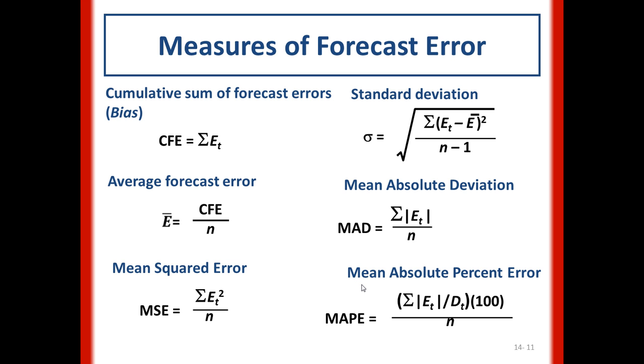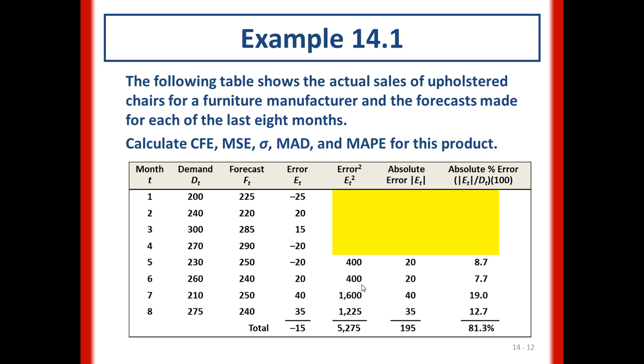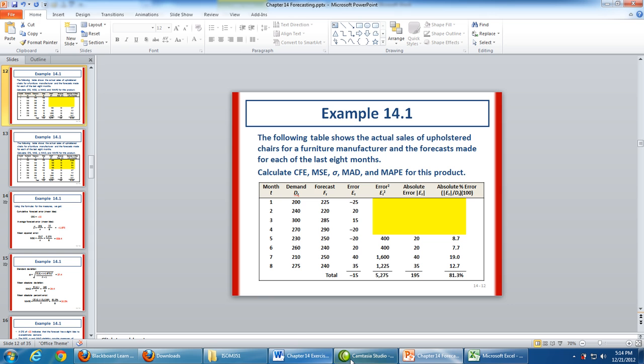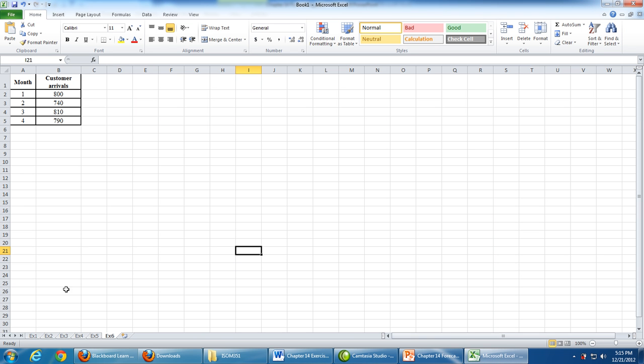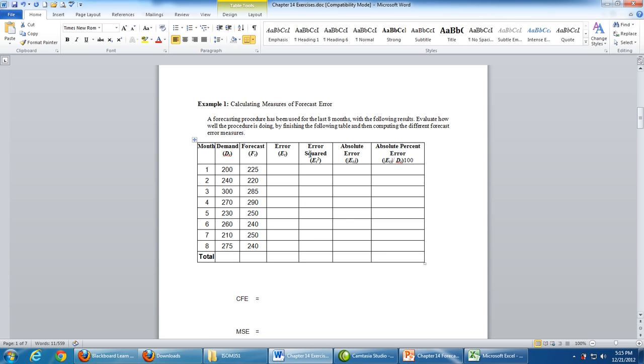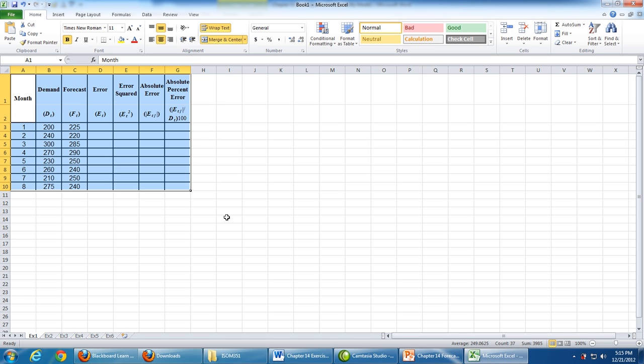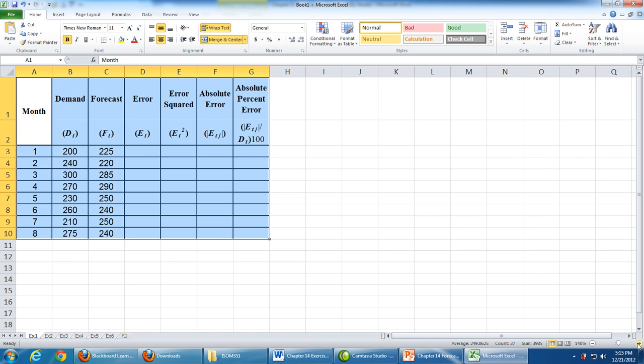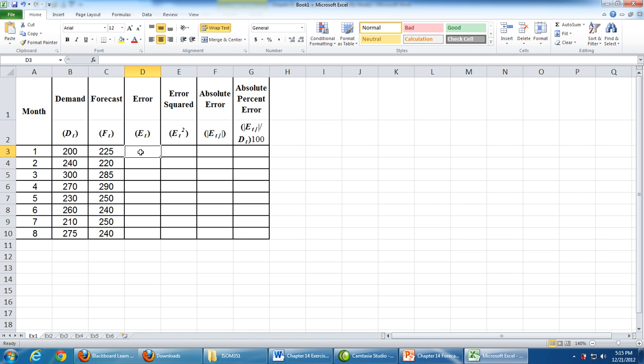Okay, with this example, we're going to experiment. First, we start out with example 1. Over here, students are encouraged to follow the example. Okay, I'll enlarge it a bit. First, forecast error is the difference DT minus FT, or demand minus forecast.